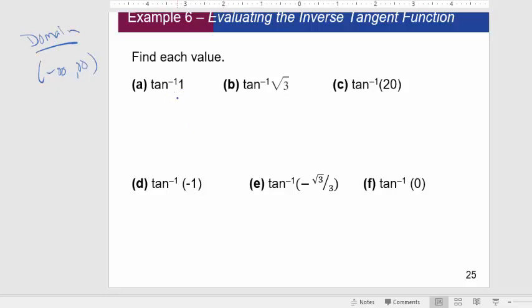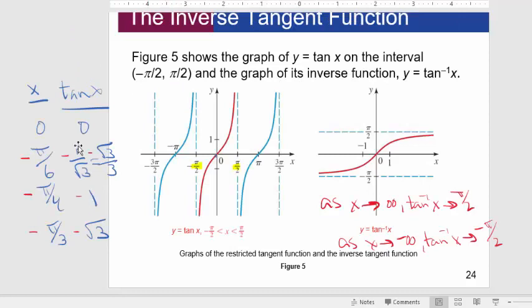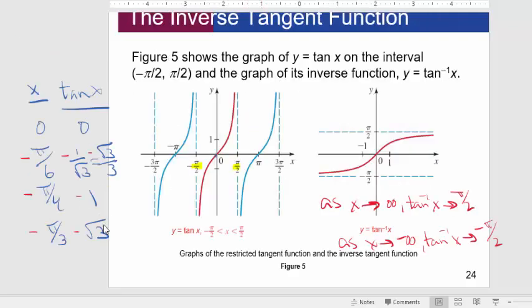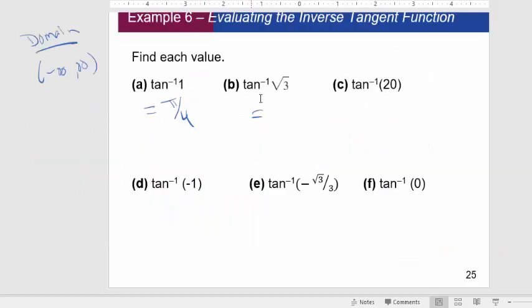So the inverse tangent of 1 exists, right? If we look back at our table, when was the tangent 1? When x was pi over 4. So the inverse tangent of 1 is going to be pi over 4. What's the inverse tangent of square root of 3? Well, again, look back at the table. When was tangent radical 3? When x was pi over 3. So the inverse tangent of square root of 3 is going to be pi over 3.